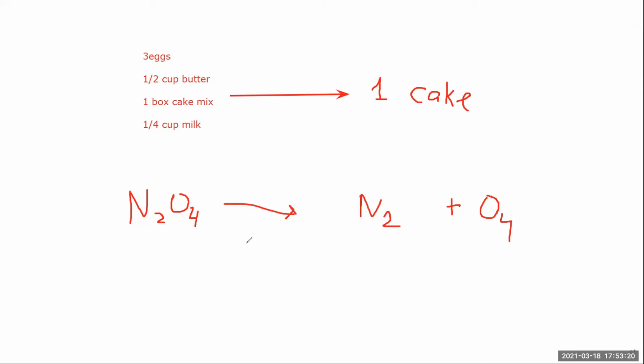Start writing out N and O. Write down my elements that are in the reaction. Now, there are certain rules that we always want to remember.